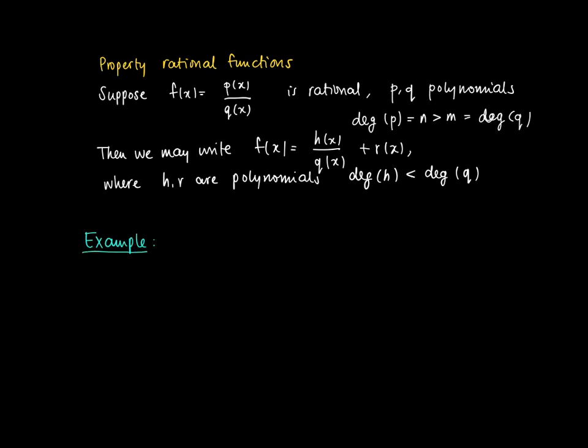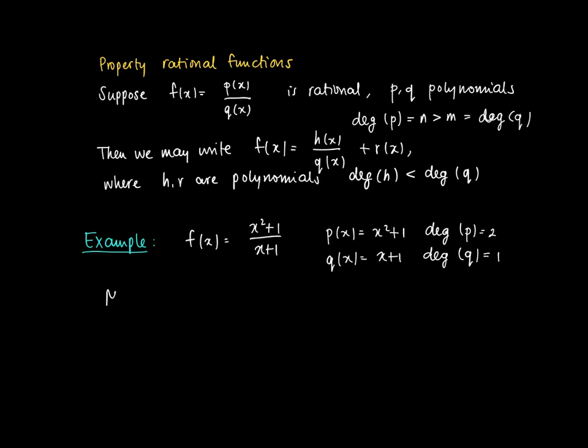For example, take the rational function f of x equals x squared plus 1 divided by x plus 1. So in this case, we have two polynomials. One is given by p of x equals x squared plus 1, which has degree 2, and q of x, which is just a simple linear function, and its degree equals 1. So we may reduce f(x) according to the property. We may write f(x) as a zero degree polynomial divided by a first degree polynomial plus some other polynomial. Well, in this case, the polynomial h is given by 2. You can write f(x) as 2 divided by x plus 1 plus x minus 1. So r is the linear function x minus 1.